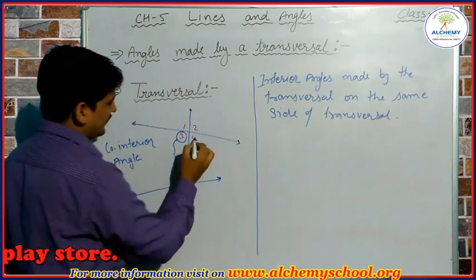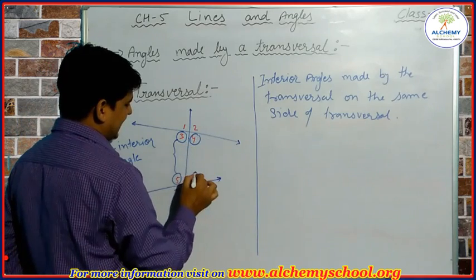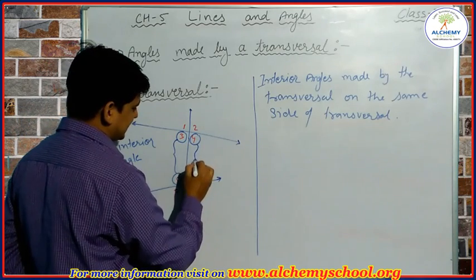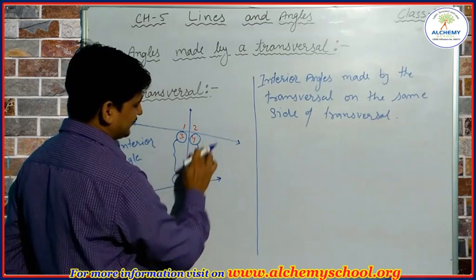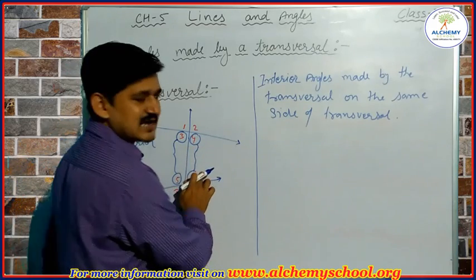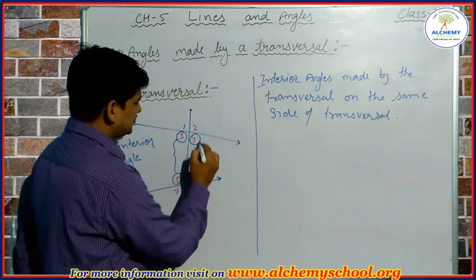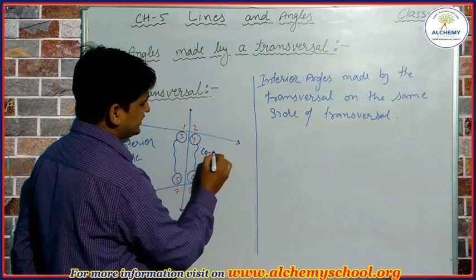In the same way, when we observe angle 4 and angle 6, these two angles are also on the same side of the transversal and are interior angles. So these two angles are also called co-interior angles.